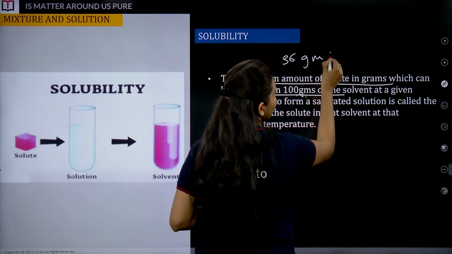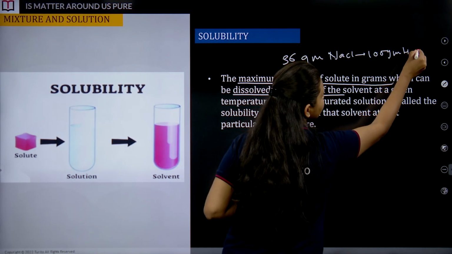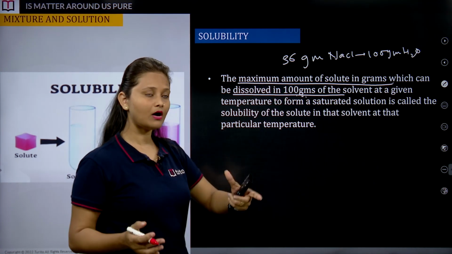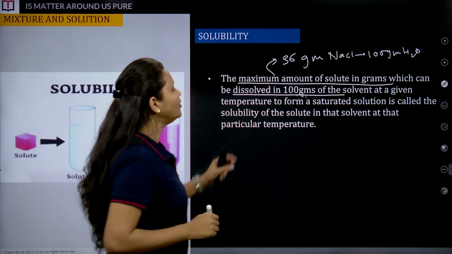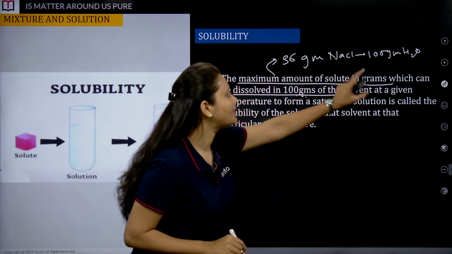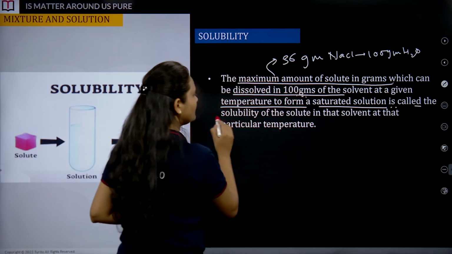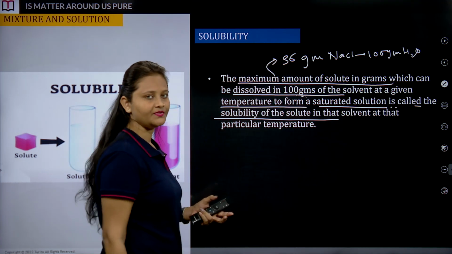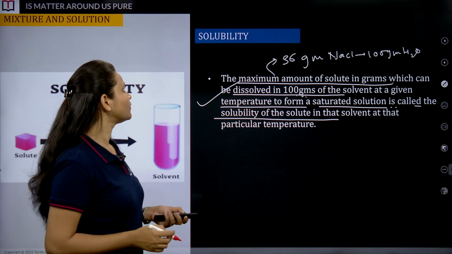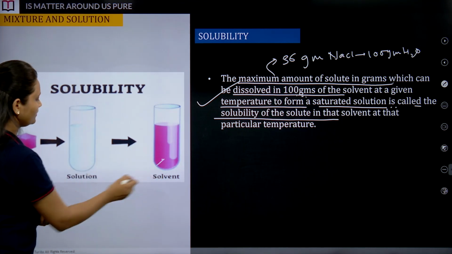36 gram of NaCl can get dissolved in 100 gram of H2O, that is water. So this is the solubility which we are talking about here. I am giving you one example. So this becomes its maximum amount of solute, that is salt, which can dissolve in 100 gram of water at a given temperature to form a saturated solution, and it is called the solubility of the solute in that solvent. So that concept is known as solubility. And here the solute is getting dissolved in solvent to give you solution.